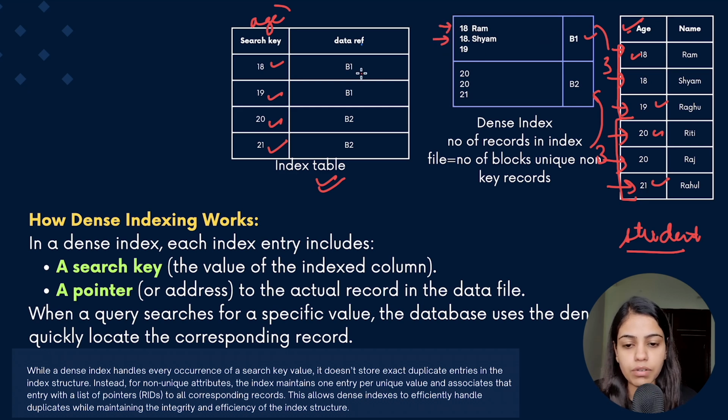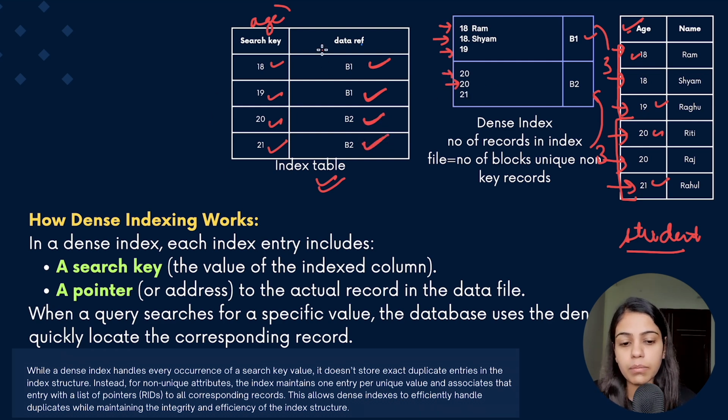and only in block B1. So we'll provide B1 for 18. Now coming to 19, 19 is present in block B1, so again we'll give block B1. Then 20 is present in block B2 two times, so we can provide B2 here. And then 21 is present in block B2, so we'll provide B2 here.